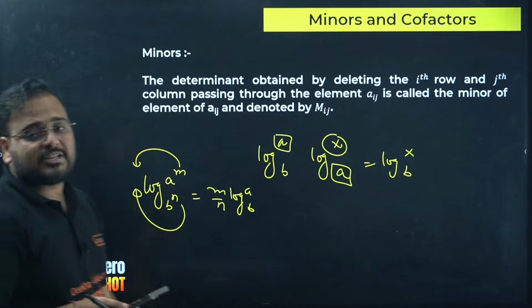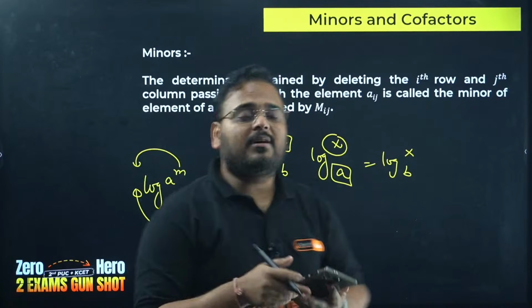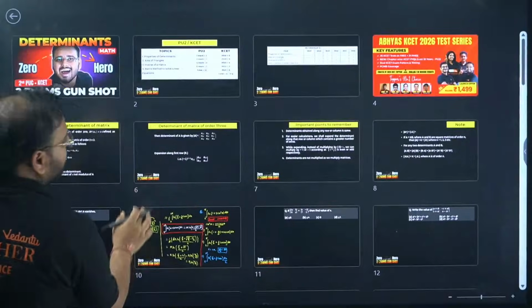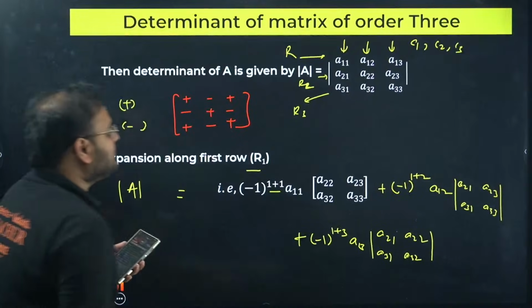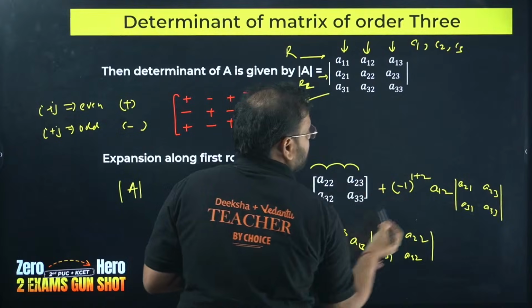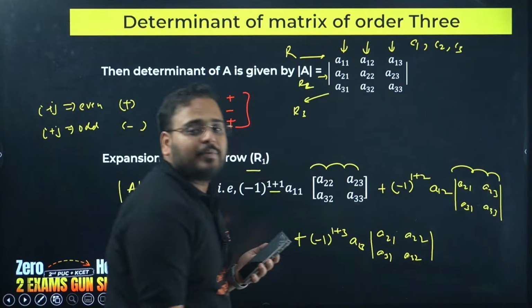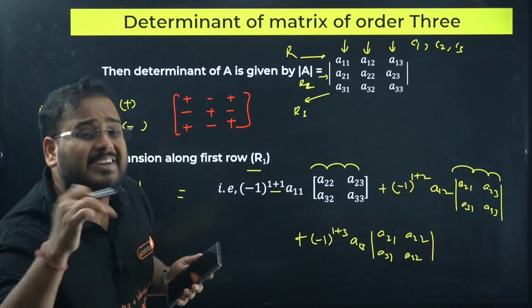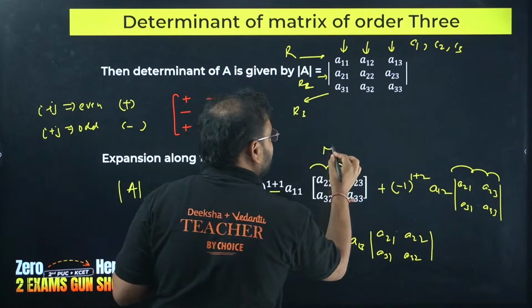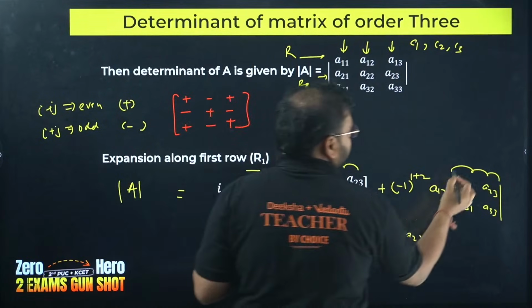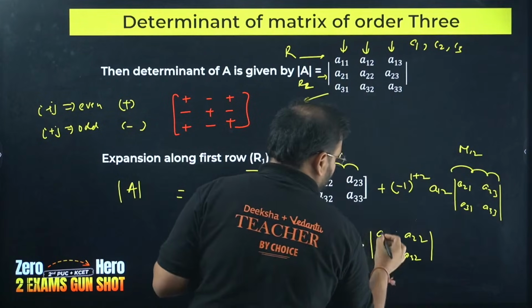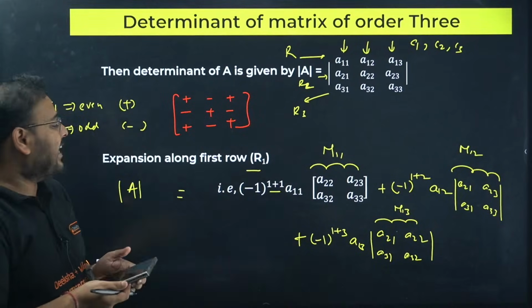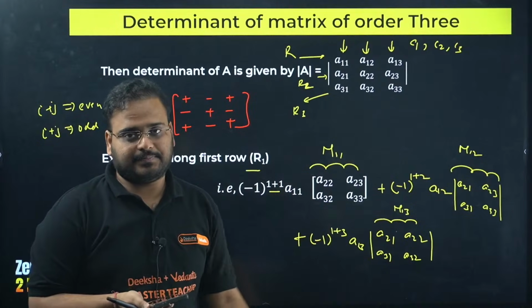So now we're dealing with minors and cofactors. What is a minor? Remember when we were dealing with this part over here, these are called your minors. This 2 cross 2 matrix, in the process of finding the 3 cross 3 matrix determinant, is called your minor M11, M12, and over here M13.